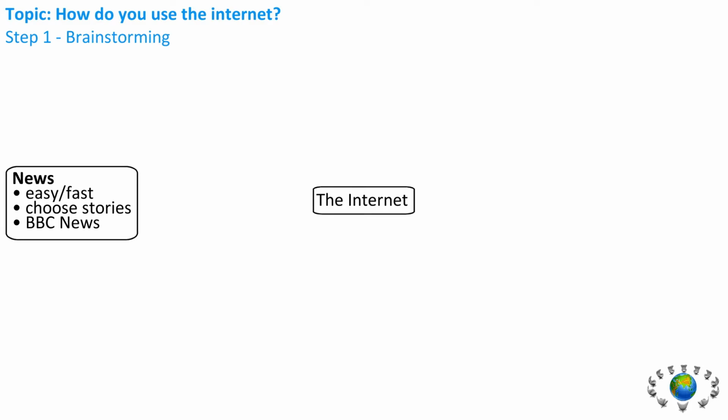Well, I like to use the internet for my news because it's easy, it's fast, I can choose the stories that interest me. When you watch TV and watch the news, you have to listen to all the stories. On the internet, you can choose the stories. So on my paper, I write down, choose stories.